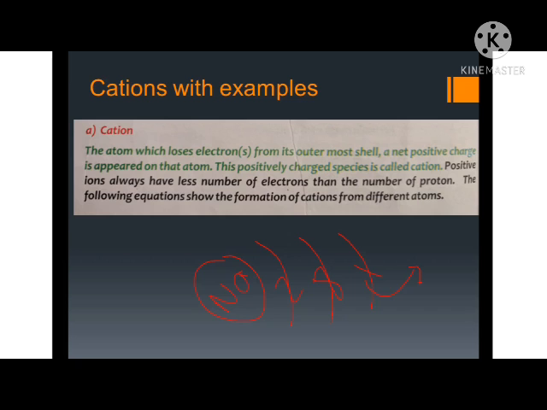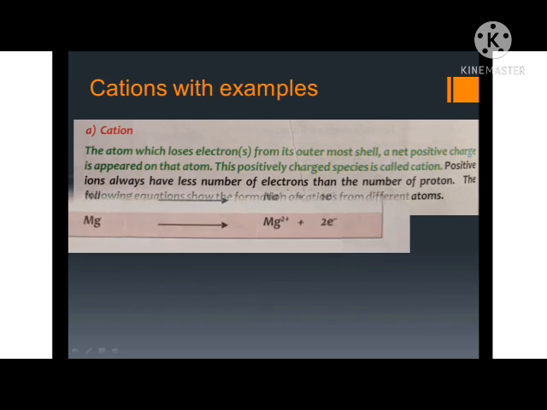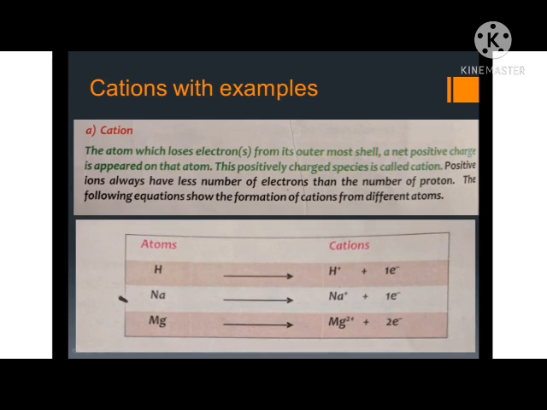So this outer electron will be removed, and sodium will be something like this: 2, 8, and the last one is 0. By losing 1 negatively charged electron, this will become positive 1, as discussed in the previous slides. So we will consider that sodium will be positively charged by losing 1 electron.